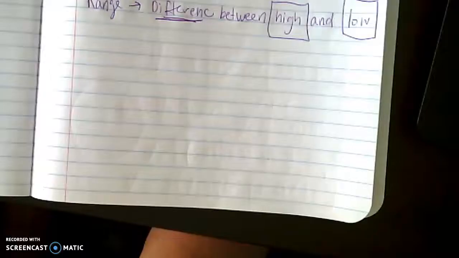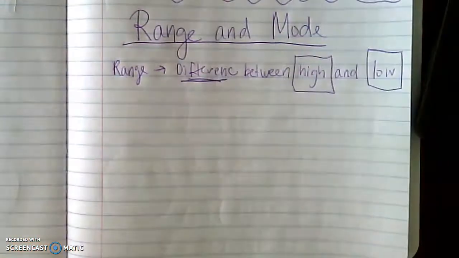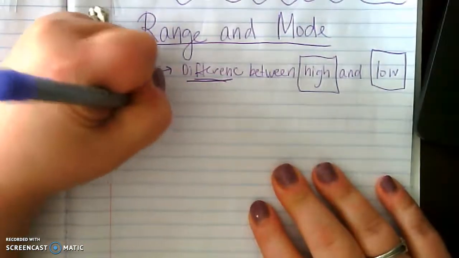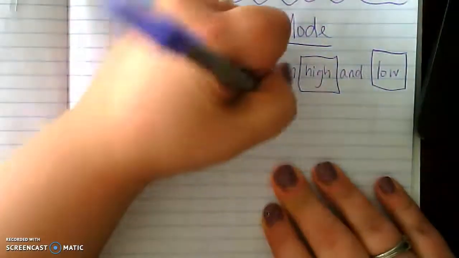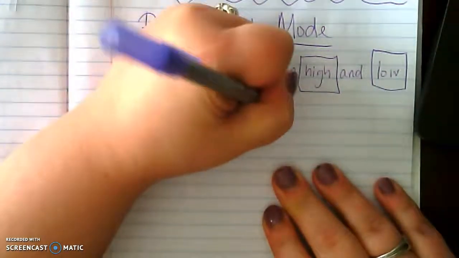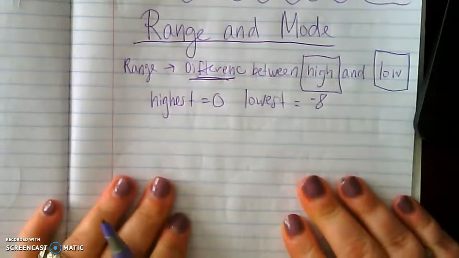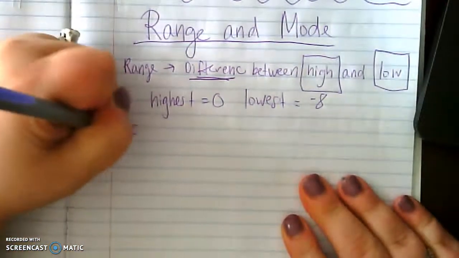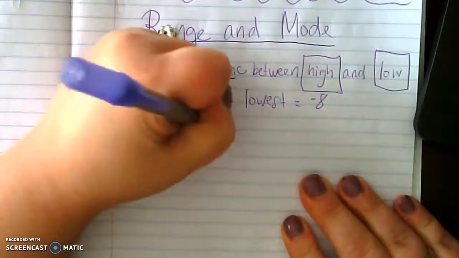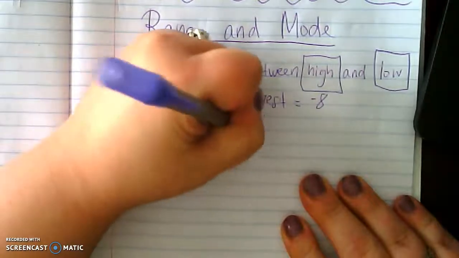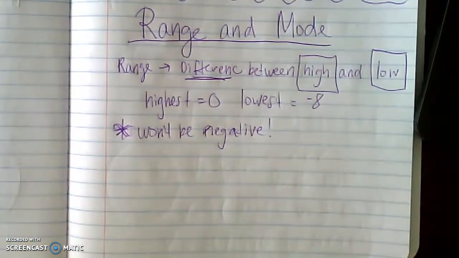So remember, range is your difference between your high and your low. My highest was 0 and my lowest was a -8. Now, one thing you need to remember is that range won't be negative, because we're kind of thinking about it in terms of absolute value, in terms of distance.